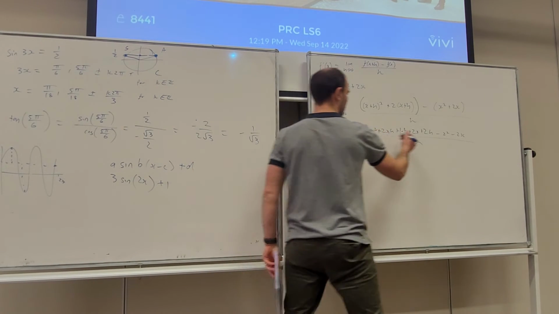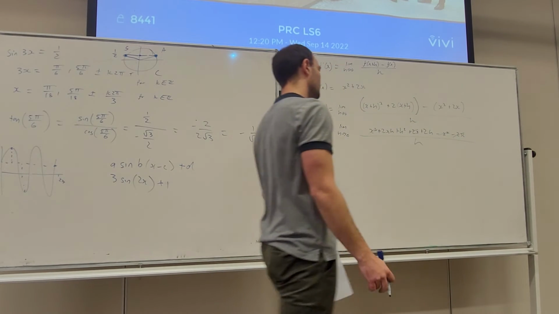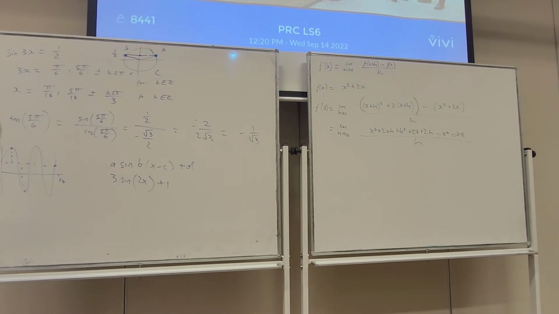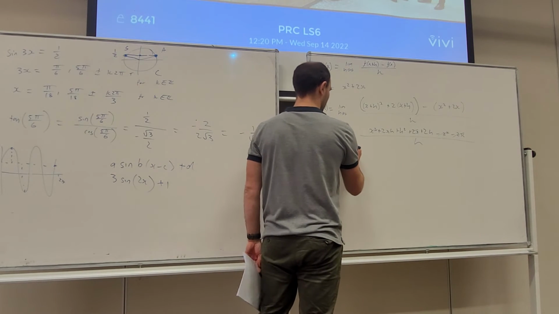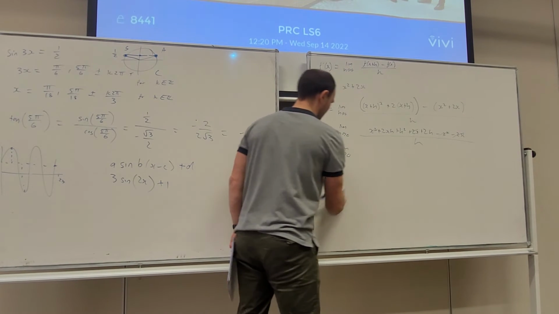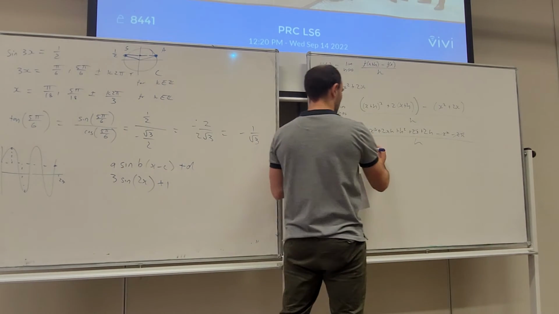X squared will cancel, and 2x will cancel. And everything left should have an h in it. So that's one way of sort of checking along the way if you've made the correct expansion and collection. So let's factorise, cancel the h.